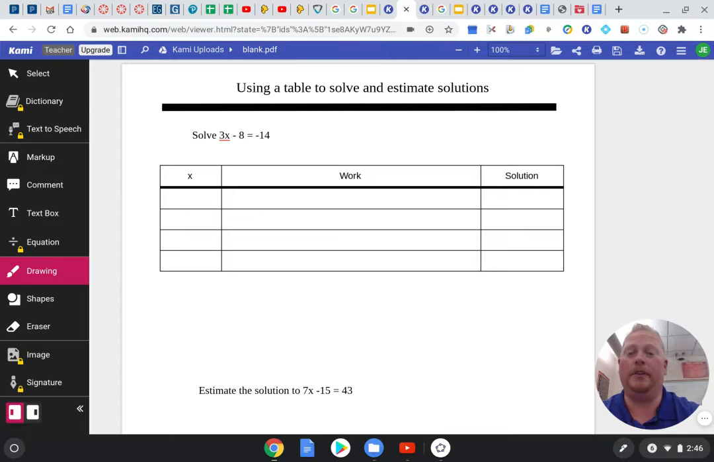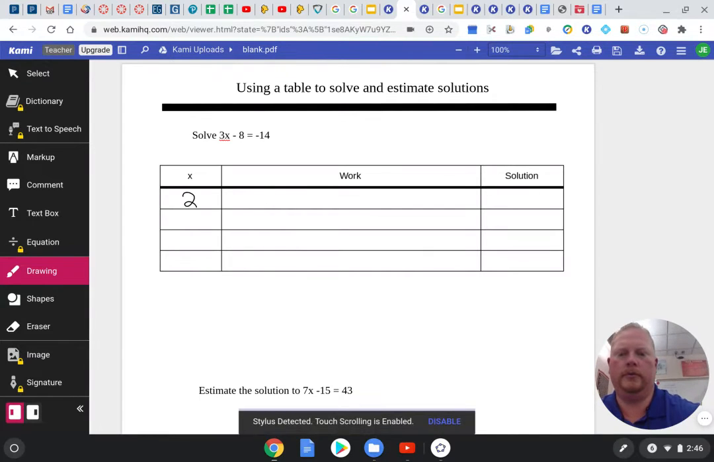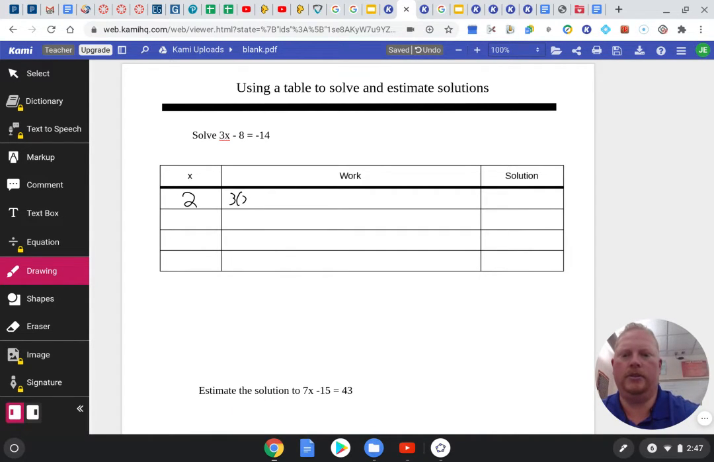So here's the idea with a table: you pick numbers for x, so you just guess. Is this the answer? So let's go ahead and try 2. If I'm going to take that and plug it in, so I've got 3 times 2 minus 8 equals negative 14. 3 times 2 is 6, so 6 minus 8 gives me, what, negative 2? So is that a solution? No.